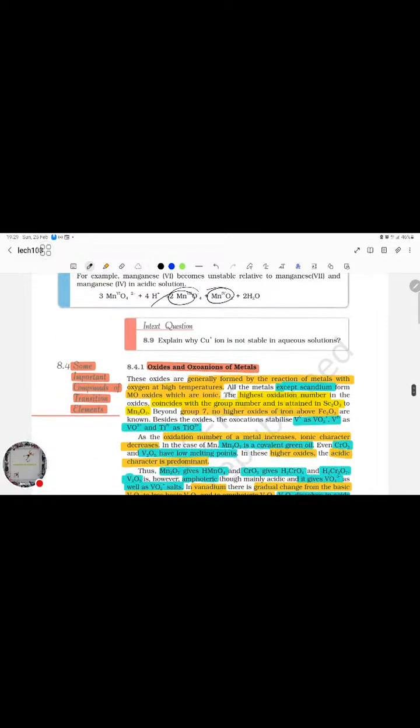Explain why the copper +1 ion is not stable in aqueous solutions. This is due to the fact that the hydration enthalpy obtained upon formation of copper +2 is able to compensate for its atomization energy and ionization enthalpy, and that's why copper +1 is not stable in aqueous solution.